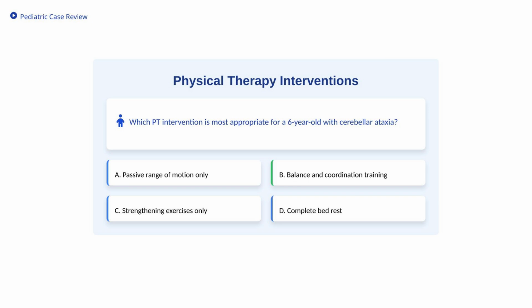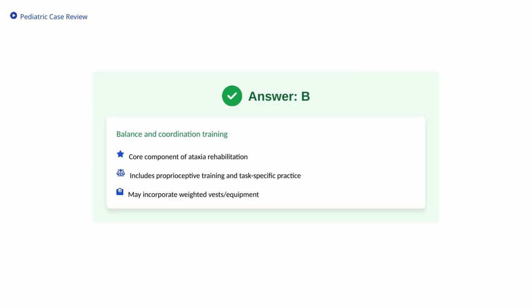A 6-year-old child with cerebellar ataxia is referred to physical therapy. Which intervention approach would be most appropriate for this patient? Is it A. Passive range of motion only, B. Balance and coordination training, C. Strengthening exercises only, or D. Complete bed rest? The correct answer is B. Balance and coordination training forms the core component of rehabilitation for cerebellar ataxia. This approach directly addresses the fundamental impairments of the condition.